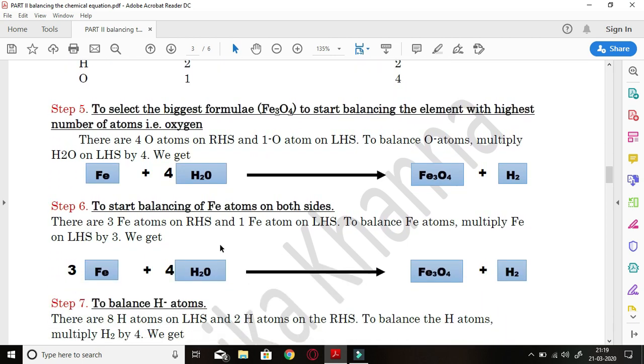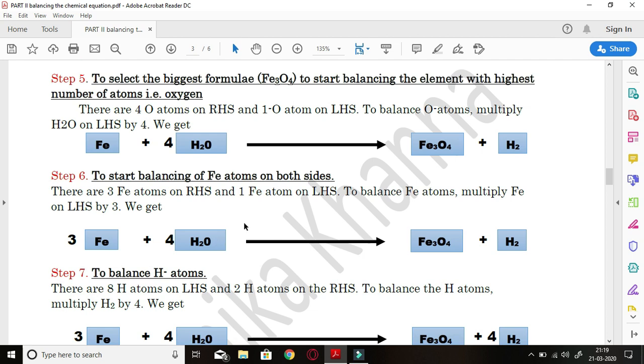Now next atom in Fe3O4 is iron, so we will balance it. Now if you look at the Fe on the left hand side, it was only 1, whereas on the right hand side it was 3 in number. That is why, since it is less on the left hand side, we will put that particular number in front so as to balance. So 3 iron on the left hand side and 3 iron on the right hand side. So this is how we have balanced iron also.